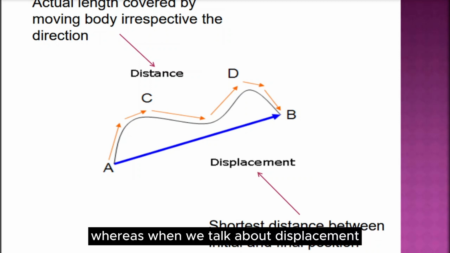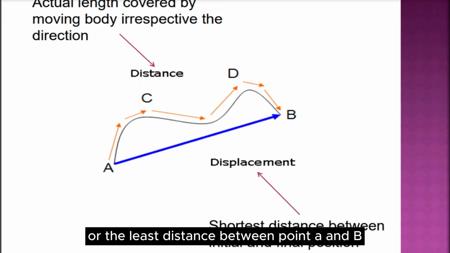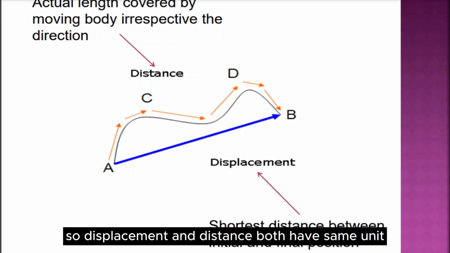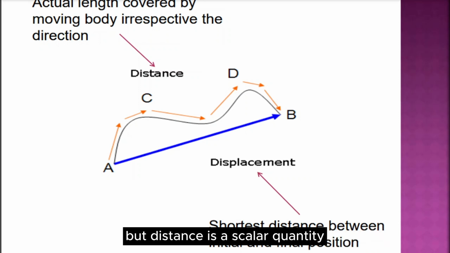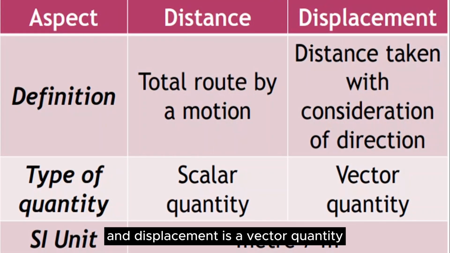Whereas displacement is the shortest or the least distance between point A and B, which is indicated here by the blue line. So displacement and distance both have the same unit, but distance is a scalar quantity, whereas displacement is a vector quantity.